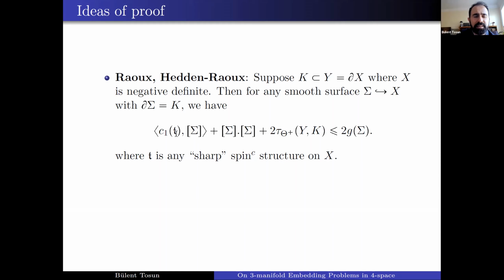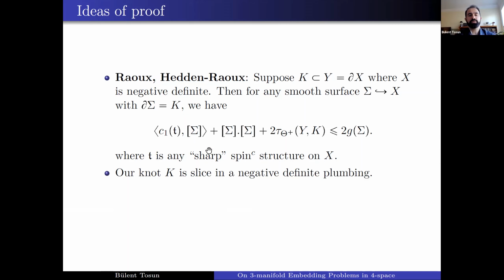And here, one thing is that this T is a particularly nice spin-C structure, the so-called sharp spin-C structure. And what is that? It essentially says that if you puncture this negative definite thing and look at the cobordism, the degree of the spin-C structure should be equal to the d invariant. It's just a nice spin-C structure. So in the case we are considering, K is actually slice in a negative definite plumbing, and this negative definite plumbing of Brieskorn spheres is this star-shaped graph, which is negative definite, and K indeed will be slice in that negative definite plumbing.